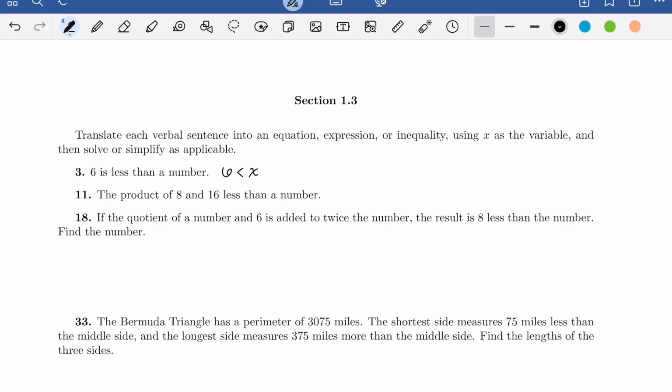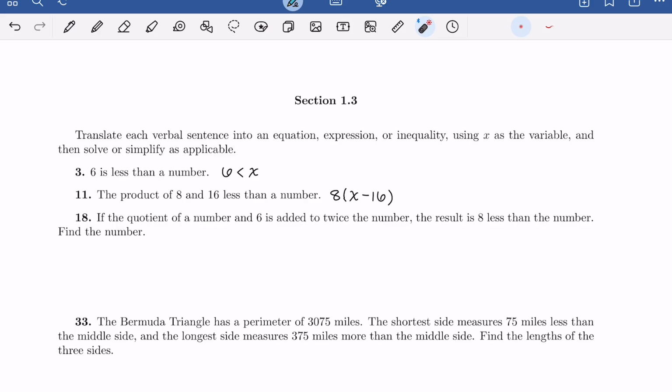Moving on to the next one, we're told we have the product of 8 and something else. This is kind of how we can break down these verbal sentences. We have the product of 8 and something. So I'm going to start out with 8, and we're multiplying 8 with this second part of our equation. The product of 8 and 16 less than a number. Remember, that unknown is going to be x. So it's going to be the product of 8 and 16 less than our unknown value x. We're going to have x minus 16 here, and that is going to be our product, the product of 8 and 16 less than our unknown value x.